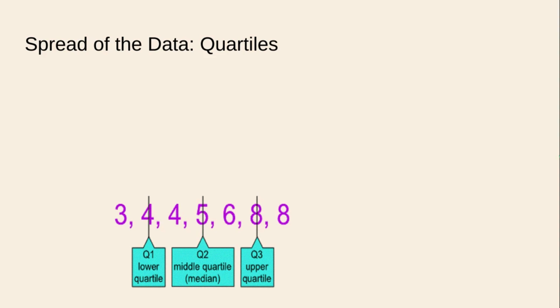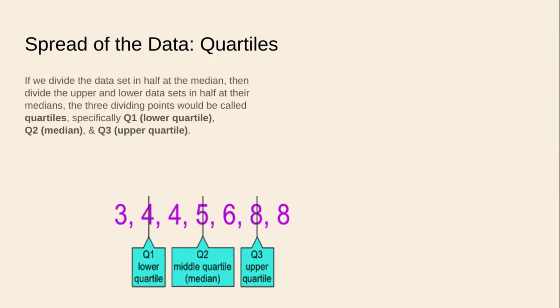All right, let's go. If we divide the data set in half at the median, we found out how to find that last time, then divide the upper and lower data sets in half at their medians, the three dividing points would be called the quartiles. You have three quartiles. There is Q1, Q2, and Q3. Q2 and the median are the same thing, and I will use those interchangeably. When I talk about Q2, I'm talking about the median and vice versa.